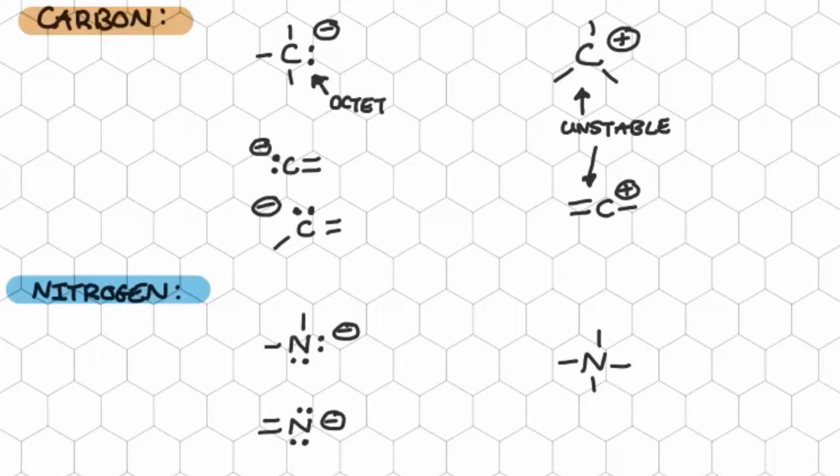This is the anion of nitrogen. In case you remove one electron from nitrogen, it's going to have 4 valence electrons all available for making 4 single bonds. This is the cation of nitrogen.